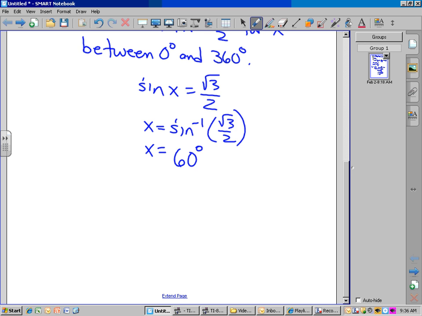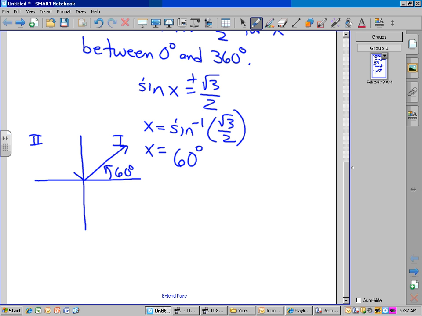We want all answers between 0 and 360, so we have to go to the coordinate plane. It's a little bit of thought here. Sine is equal to a positive number. In the unit circle, sine represented what? X or Y? Y. So sine is positive, so y is positive. Where is y positive in the coordinate plane? Quadrants 1 and 2. That's where your answers are going to be. The first we've already found, 60 degrees.